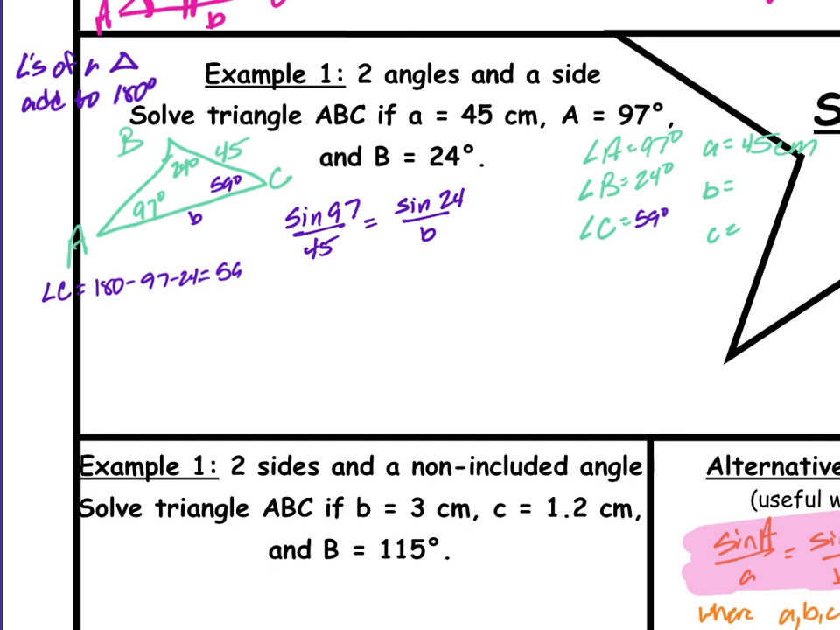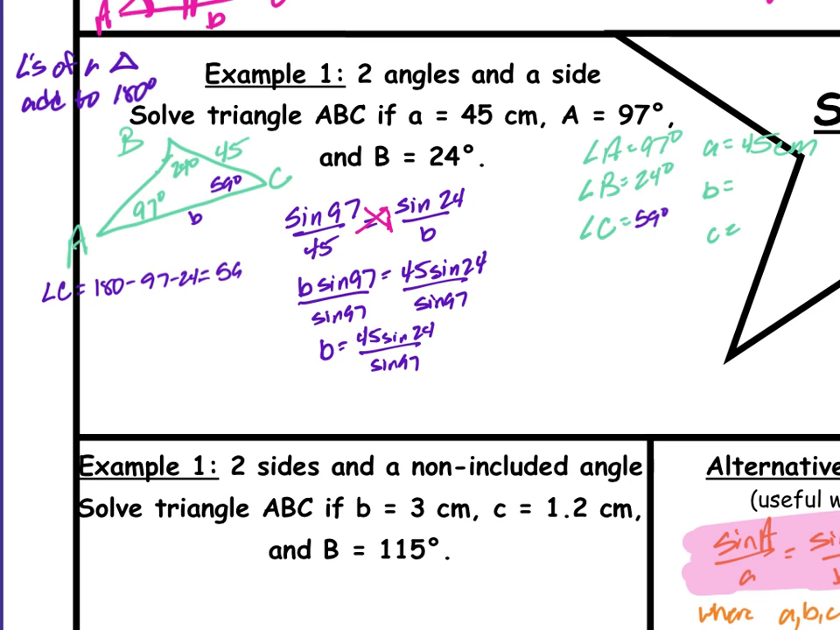Cross multiply. So I get B sine of 97 equals 45 sine of 24. How do I get B by itself? I divide by sine of 97. So B is going to equal 45 sine of 24 divided by sine of 97. And I'm going to put that into my calculator.